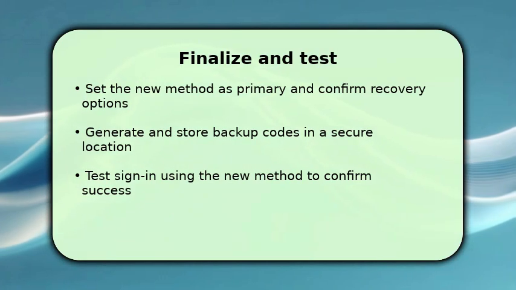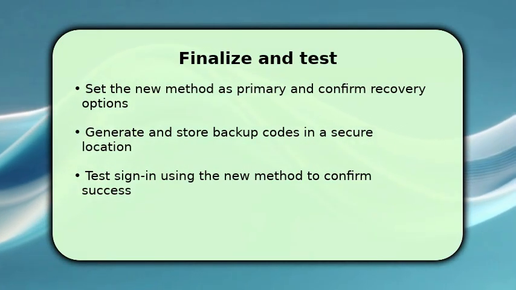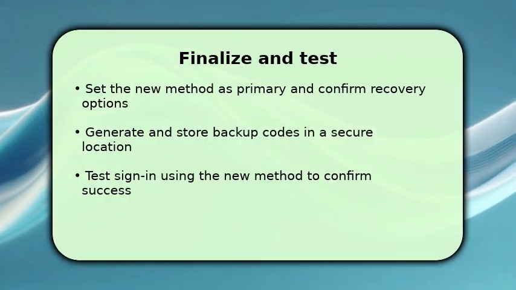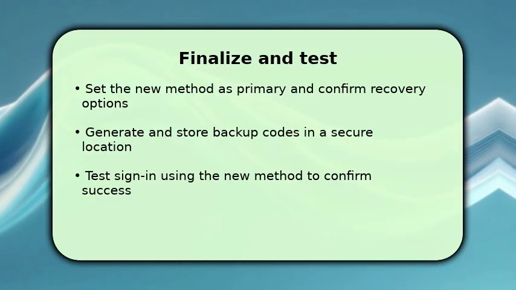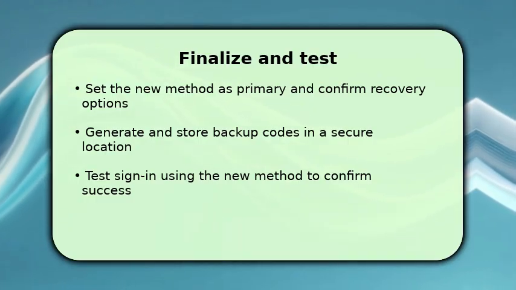After verifying the new phone or app, set it as your primary two-step method and review recovery options like backup email and printed codes. Those prevent lockout.